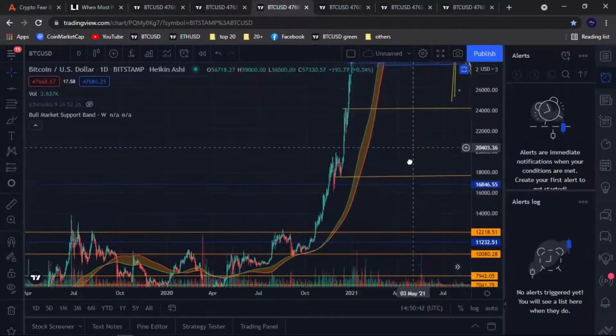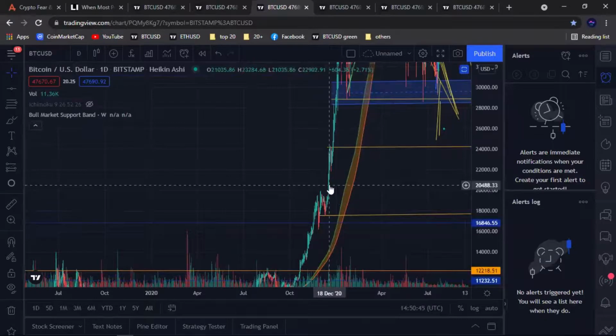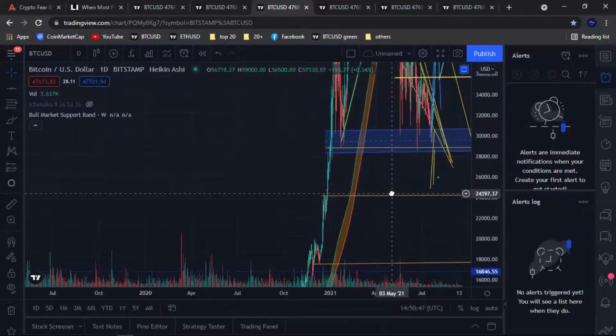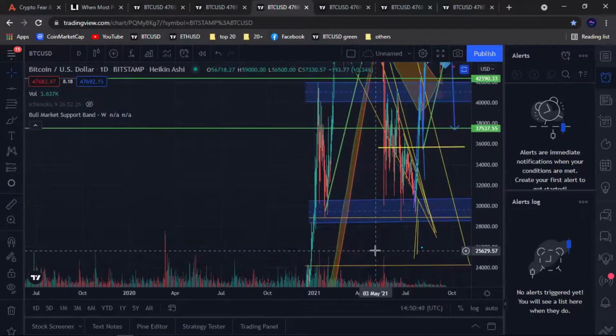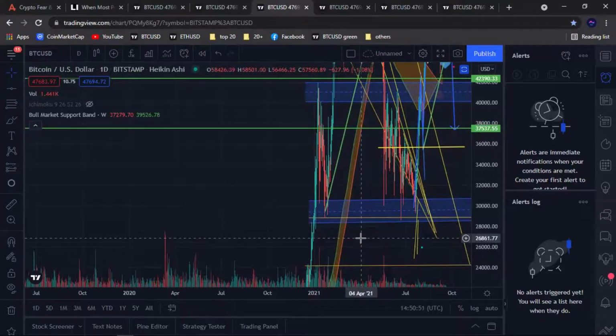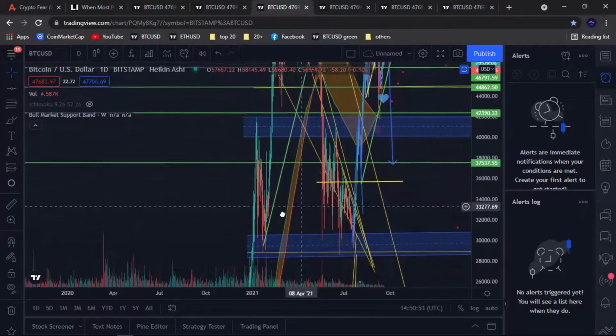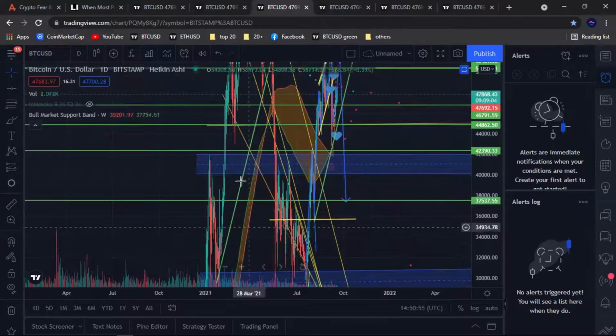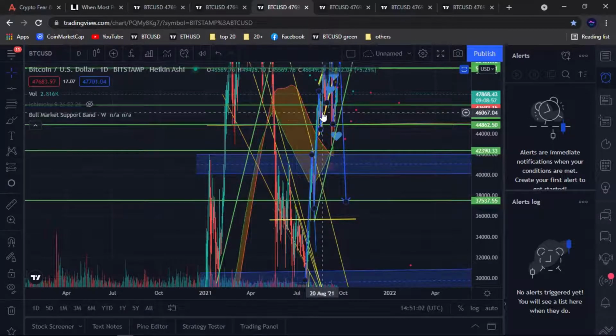All the way up, it's flying. We never tested the support band again. Straight up, never tested. This is not good. We want to come down and test it. What happened when we came to test it? Whoosh, we fell under it. That's this market cycle.